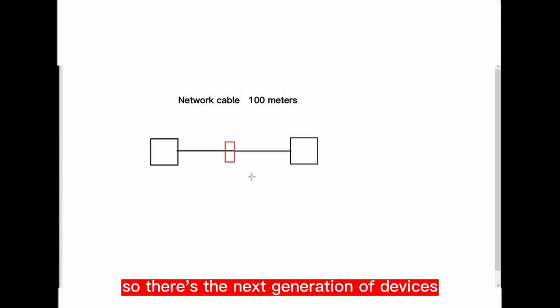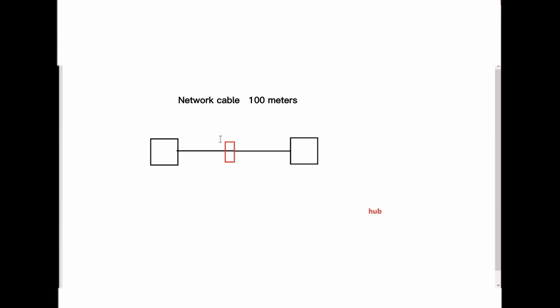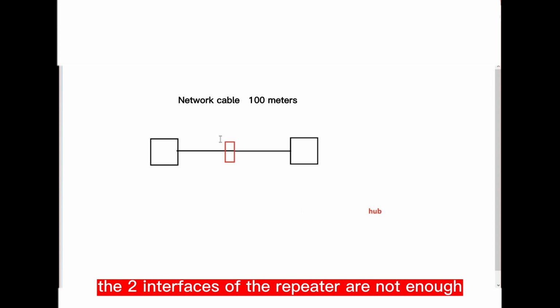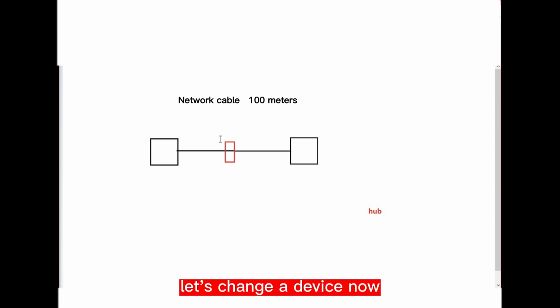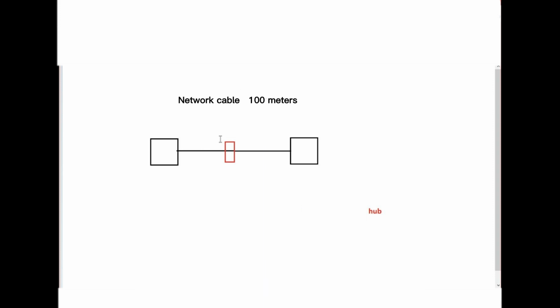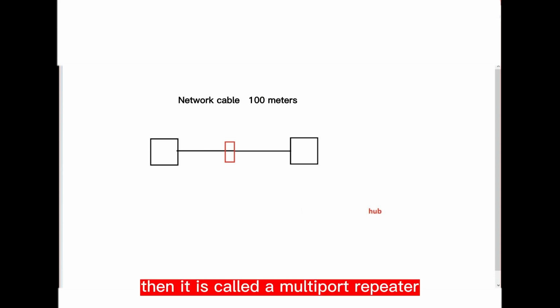So there's the next generation of devices. After the repeater is the hub. To us, the two interfaces of the repeater are not enough. Let's change a device now, called a hub. We still put it between the two devices. Then it is called a multiport repeater.